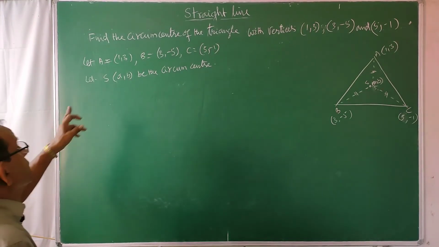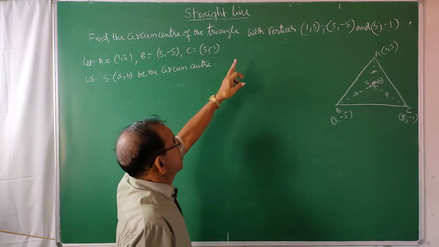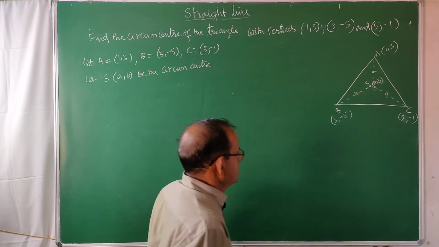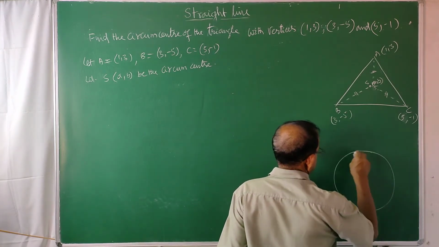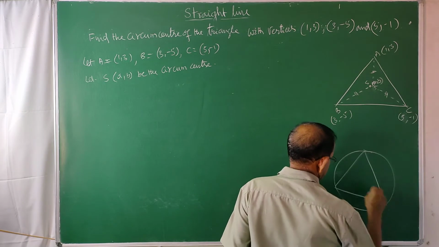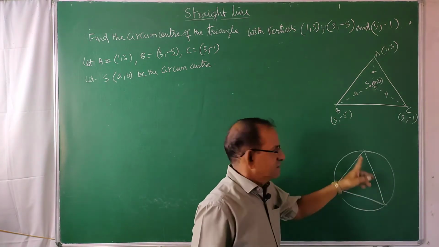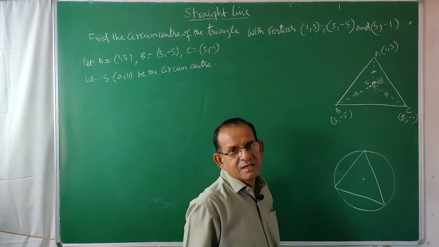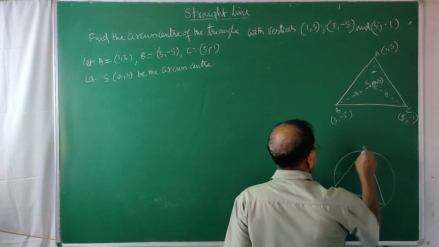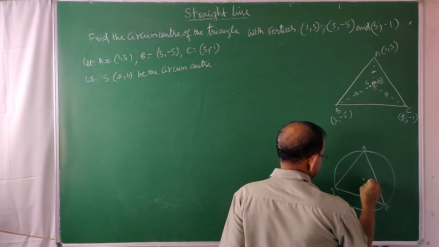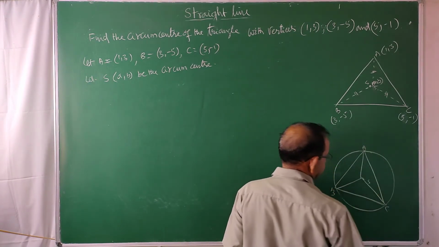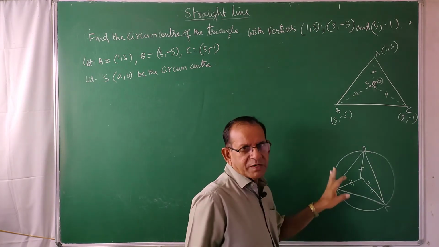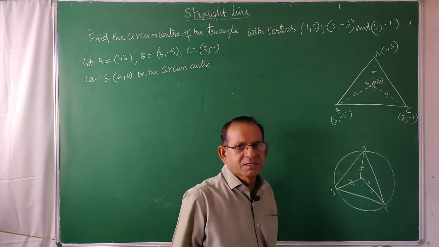Now we have to find out the circumcenter of the triangle whose vertices are (1, 3), (3, -5) and (5, -1). You know that circumcenter is nothing but the center of the circle which is passing through the 3 vertices. This is the circumcircle passing through the three vertices. So the center of that circle is nothing but circumcenter. That means A, B, C are on the circle. So if S is the center, SA must be equal to SB equal to SC. These three must be the same. Then by taking that property, we will find out the coordinates of the circumcenter.